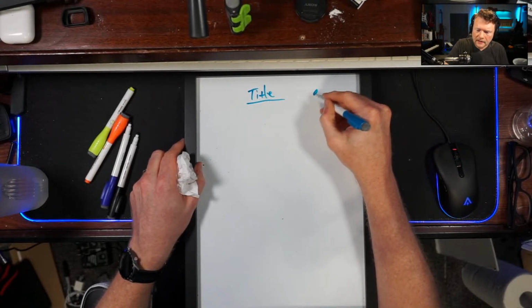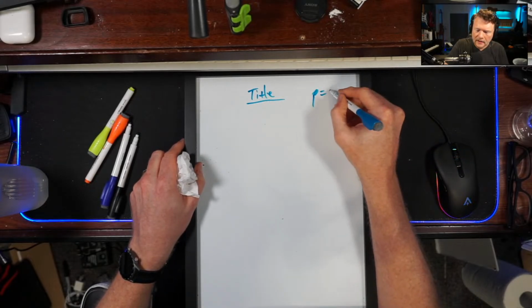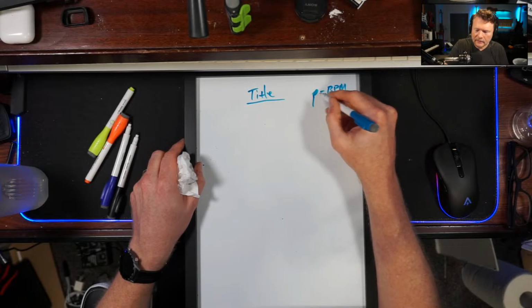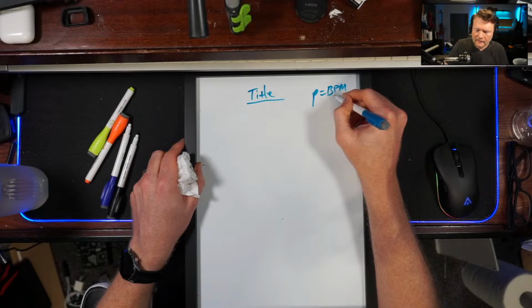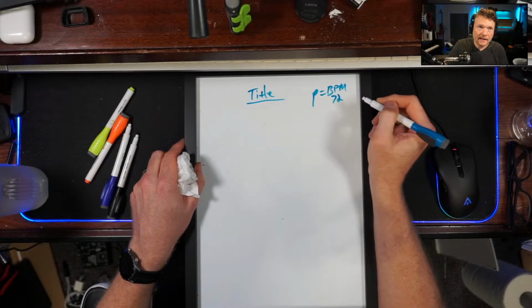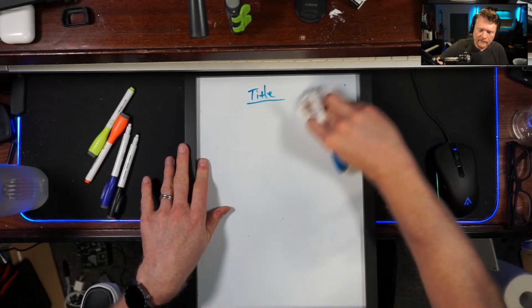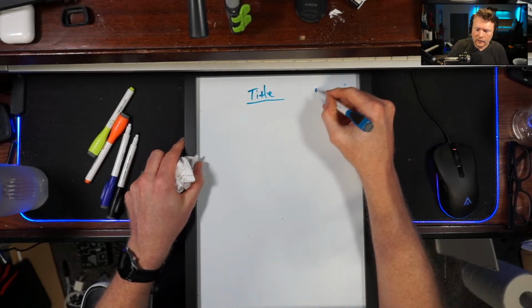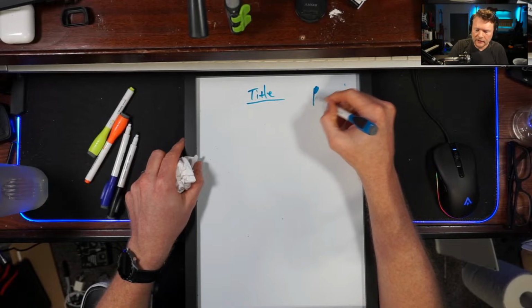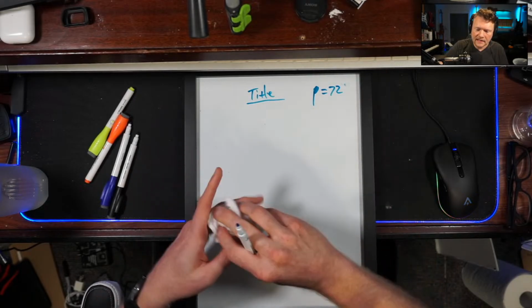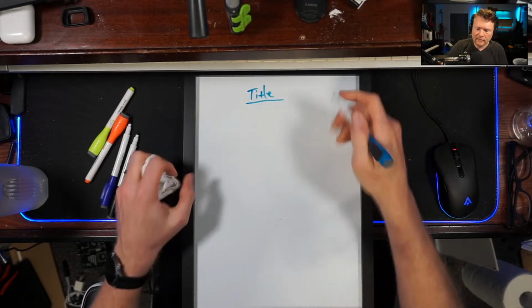Somewhere on here, it's a good idea to put a BPM, and it'll be written like this, and it'll say like 72 or something like that. Or it might not even say BPM. You can write it however you want, but the quarter note is saying you're going to have 72 quarter notes in a minute. Okay, that's the tempo. It's how fast it's being played.